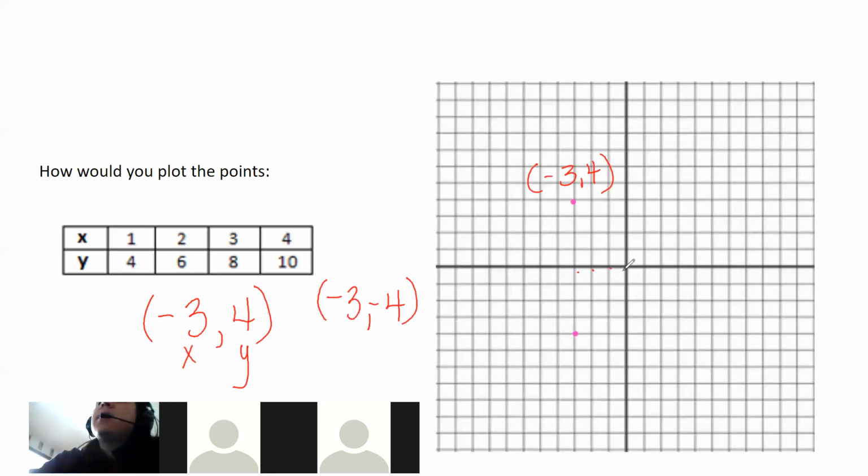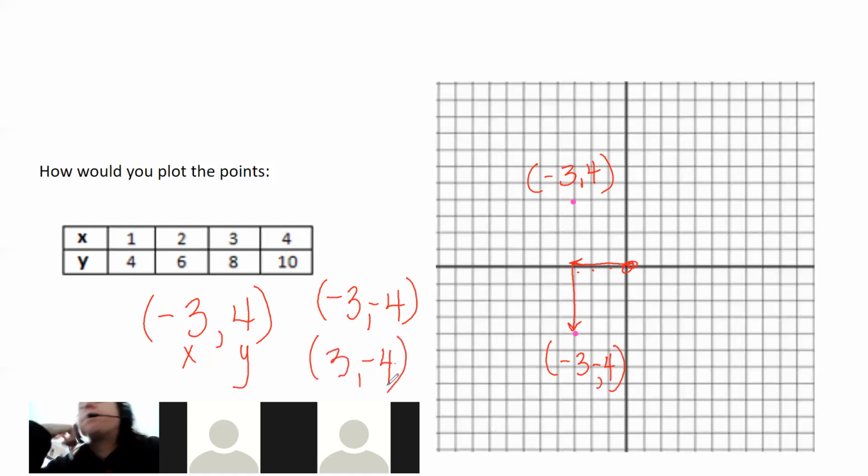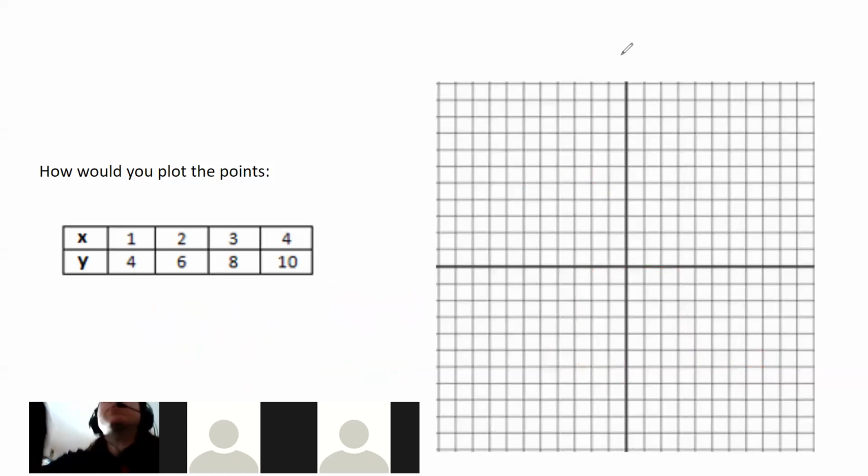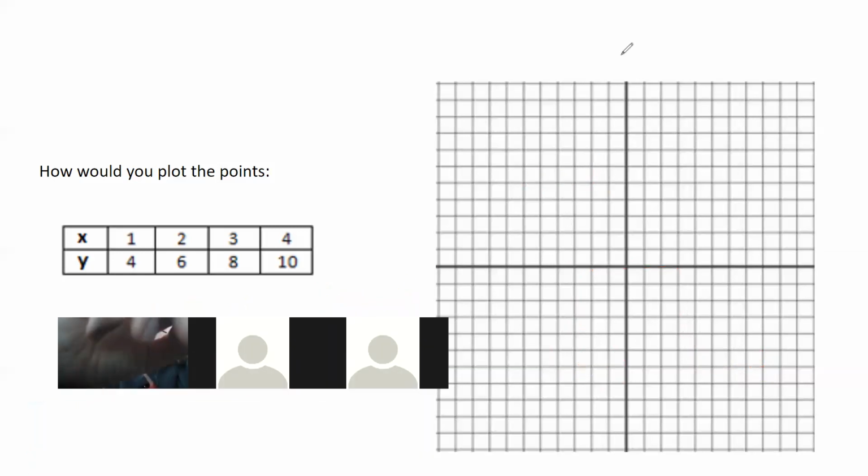Yeah, very good. It's starting at the origin. It's over 3 and then down 4. What about 3, -4? Very good. Over 3, down 4. Nice. Very good. Cool. So you're going to have to answer questions about how to graph just points.